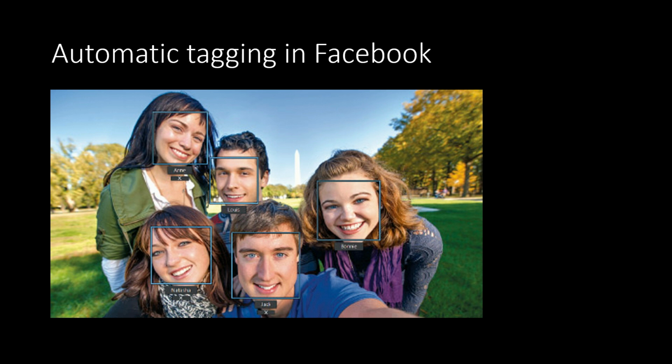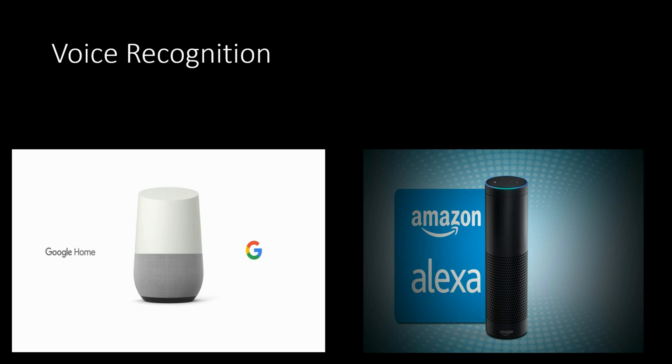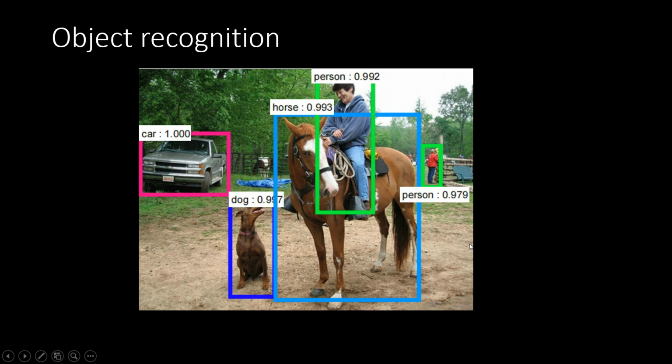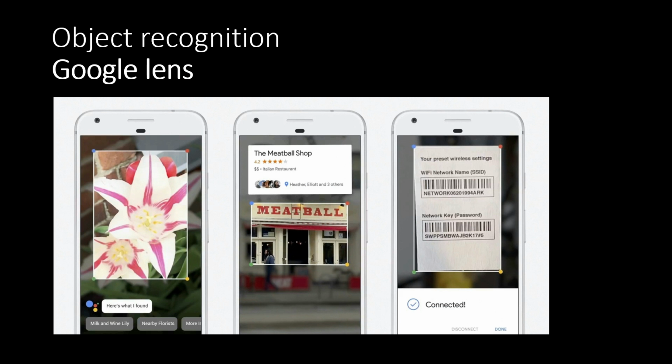That's what ML does. Another is automatic tagging in Facebook. It automatically tags you by learning the faces of your friends. And obviously voice recognition in Google Home or Amazon Alexa, they learn the voice pattern. And then object recognition, it's all about learning these patterns from the data. It's applied to a huge number of applications now. Recently Google Lens was launched, and you point to some object and it will recognize it and give you a description about it. And you can even automatically connect to Wi-Fi just by pointing at it.